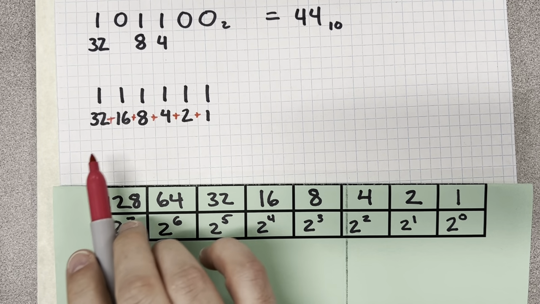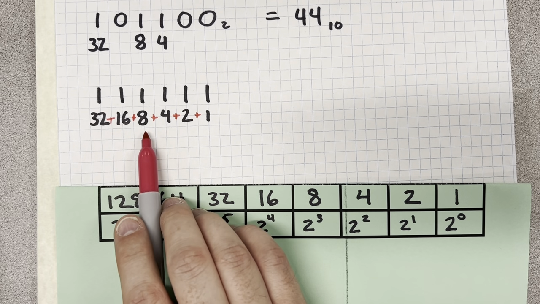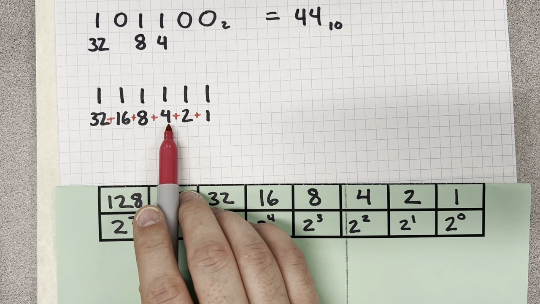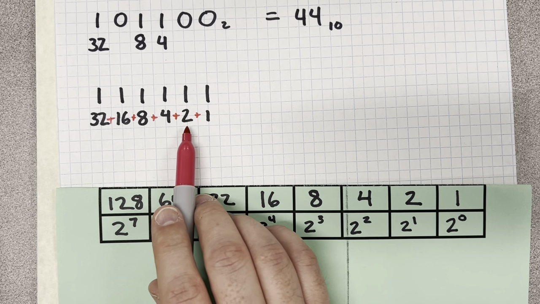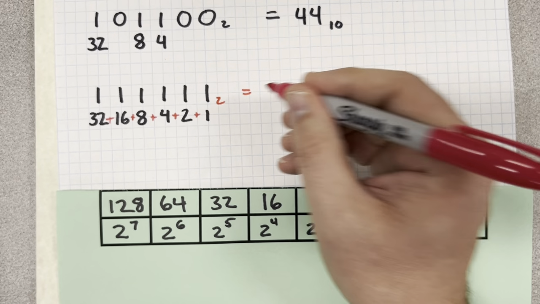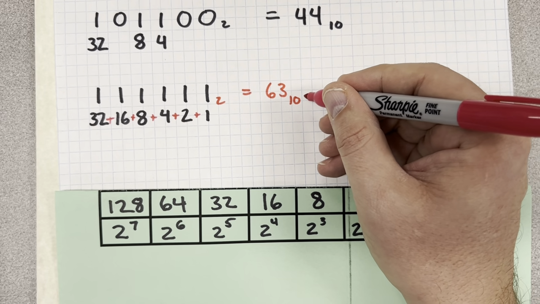I like making groups of 10. That's how my decimal mind works. So 32 plus 8 is going to give me 40. 16 plus 4 is going to give me 20. So I've got 60 there. And then plus 3 is going to be 63. So this base 2 number is going to give me 63 as a base 10 number.